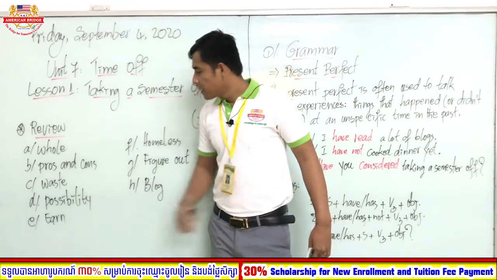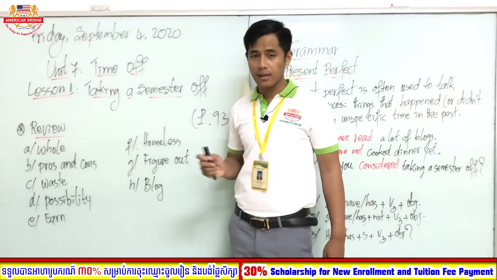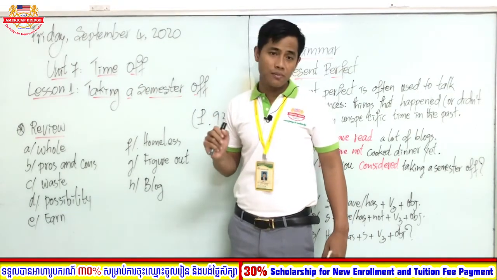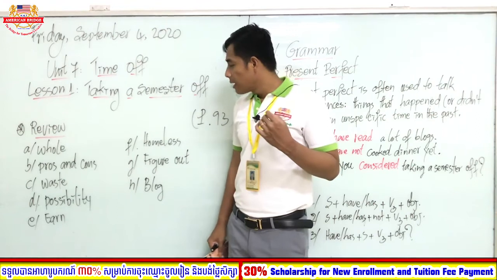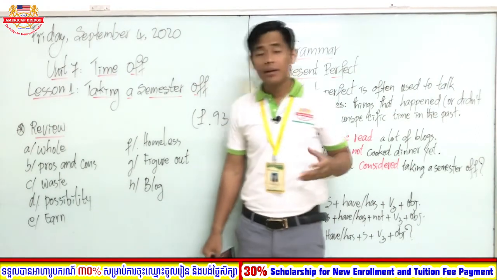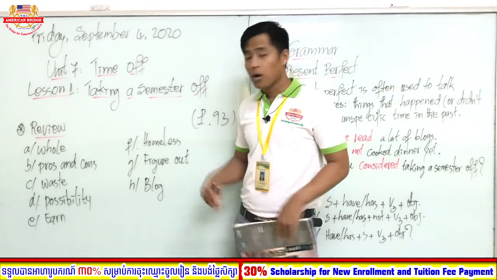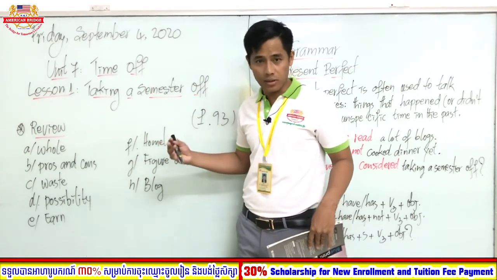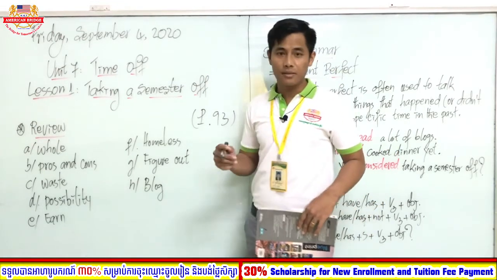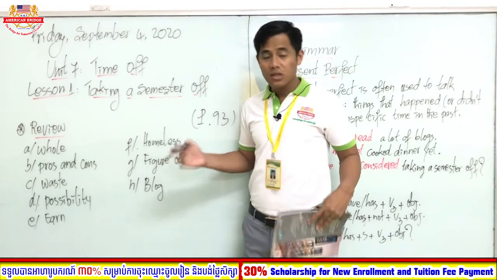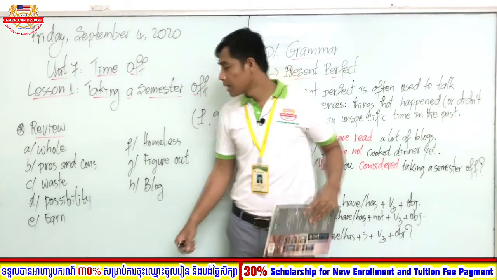What does waste mean? Waste means to use too much of something. For example, we use too much money on something that is not necessary. Possibility: we talk about something that may happen, something that can happen in the future. Earn means to get something. For example, we earned a lot of money from our business. We earned money from our job.